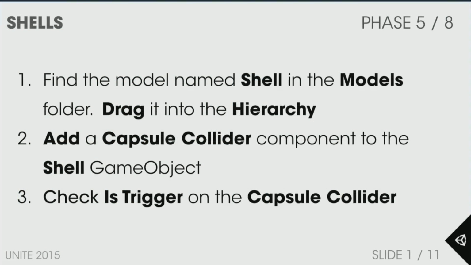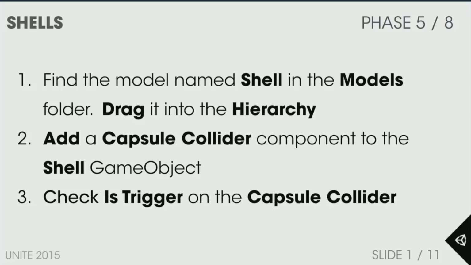Okay, so we found the model named shell in the models folder. We dragged it into the hierarchy. We've added a capsule collider component to the shell, and we've made sure it's a trigger so that it won't bounce off of anything. It's just going to pass straight through stuff and then immediately be destroyed by the script that we're going to write. We've checked this trigger to make sure that's the case.